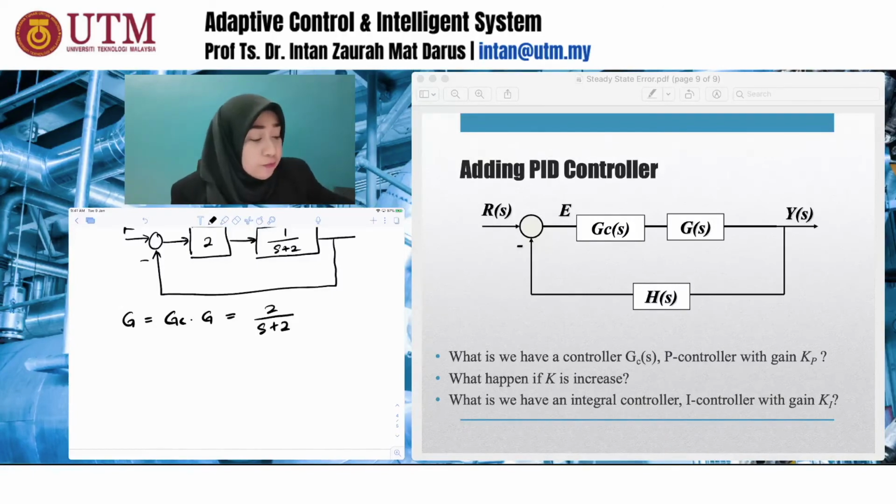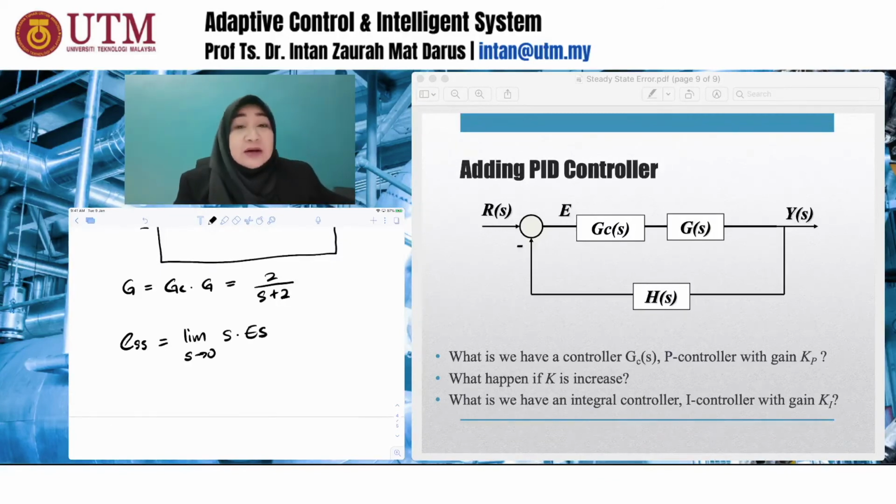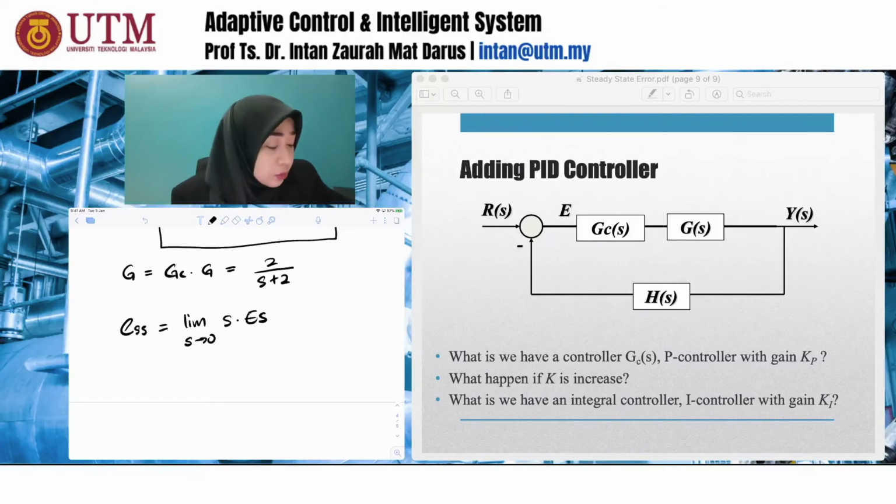Okay? So from that, you can write your closed loop transfer function again. Sorry, not the closed loop transfer function, but the steady state error again. ESS is equal to the limit as S goes to 0 of S multiplied by ES. But now your ES has the controller GC in it. Okay, so what happened to that?